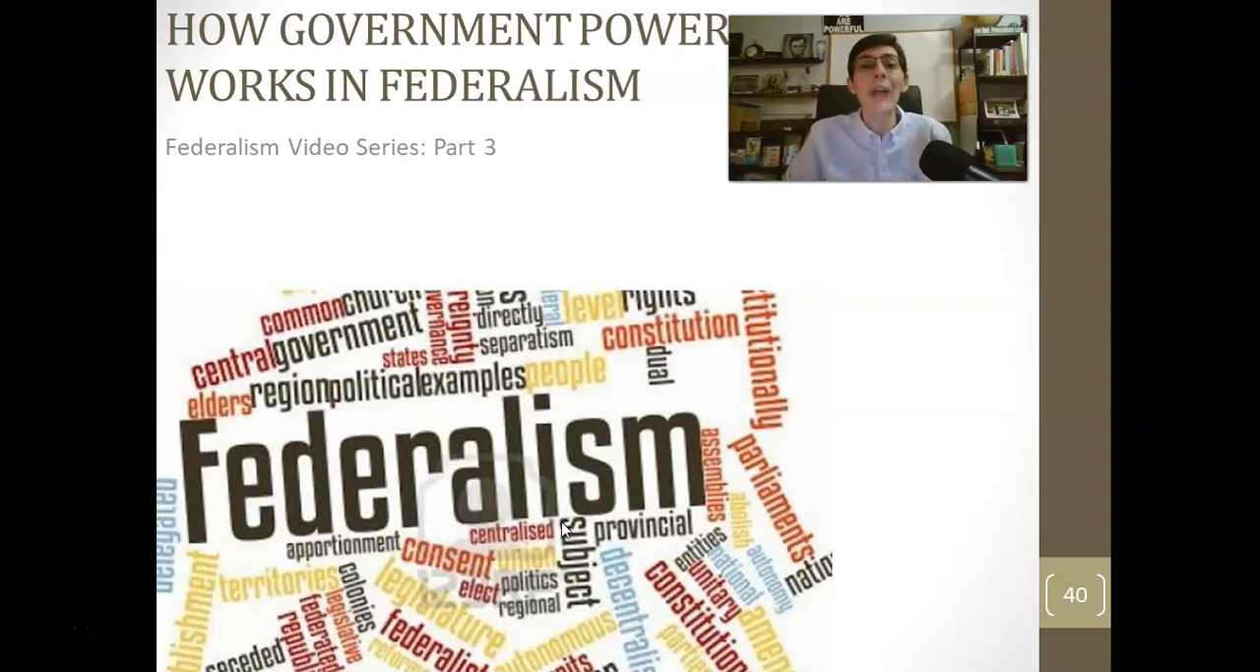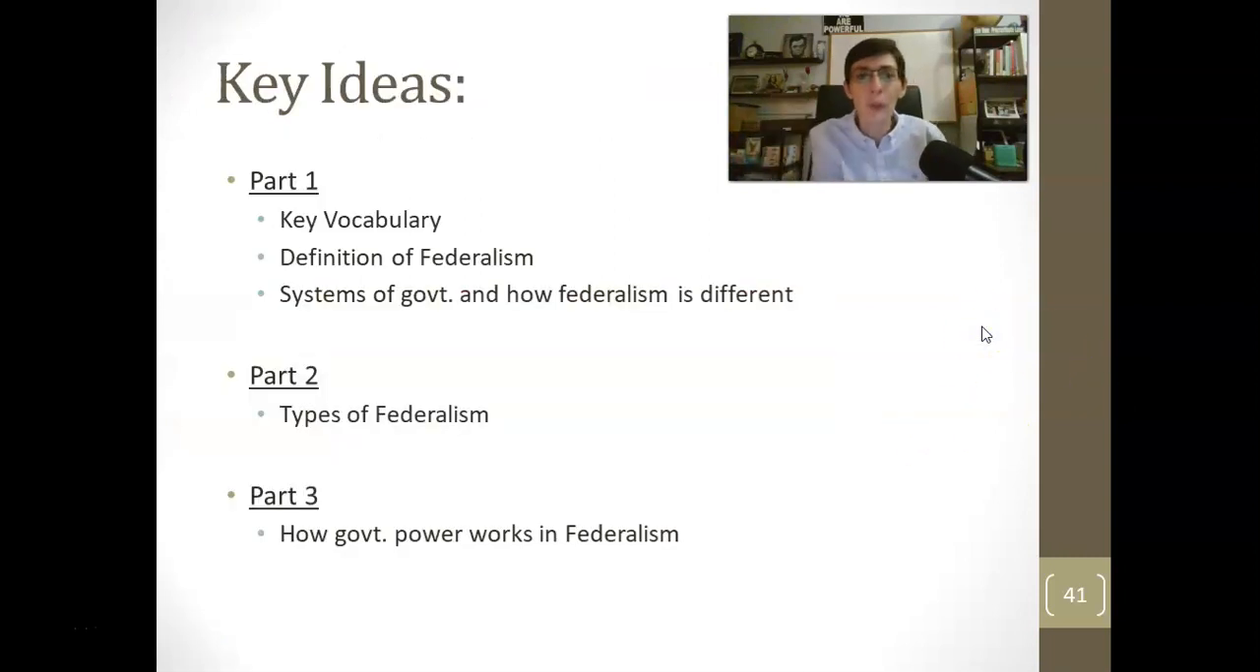Today we are focusing on how government power works in federalism. But before we do that, I want to take a quick look at what we talked about in the last video lesson, right? So part one, we looked at key vocab, we looked at the definition of federalism, then we looked at different systems of government and how federalism is different from those other systems.